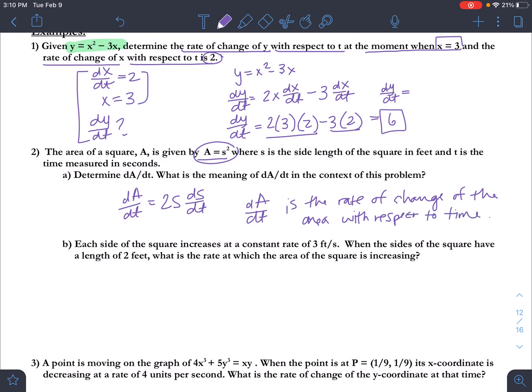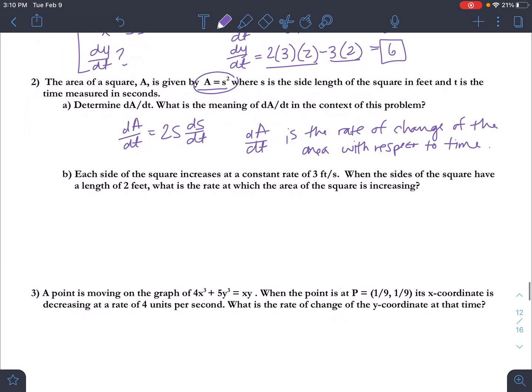Okay, so that's what dA/dt is: the rate of change of the area with respect to time. Each side of the square increases at a constant rate of 3 feet per second. So let's think about what that gives us. The side is increasing, okay, that's a rate. So ds/dt, the side with respect to time, how it's changing, is 3 feet per second.